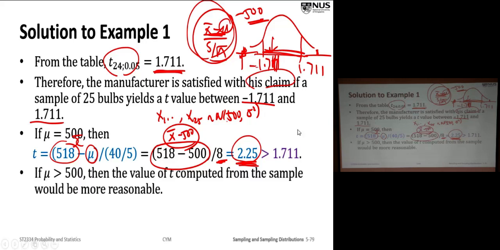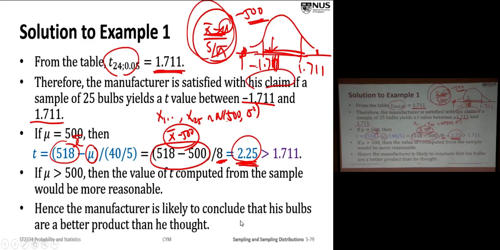So here, because it's greater than 500, it's likely that mu is greater than 500. That means the light bulb that his factory manufactured should have an average greater than 500 hours. So we conclude that his claim is okay. In fact, his bulbs are a better product than he thought, because we believe that the mean is different from 500, maybe 501, 502, 510. What we can see from here is that we look at the difference between the sample mean and the population mean mu that he claims.